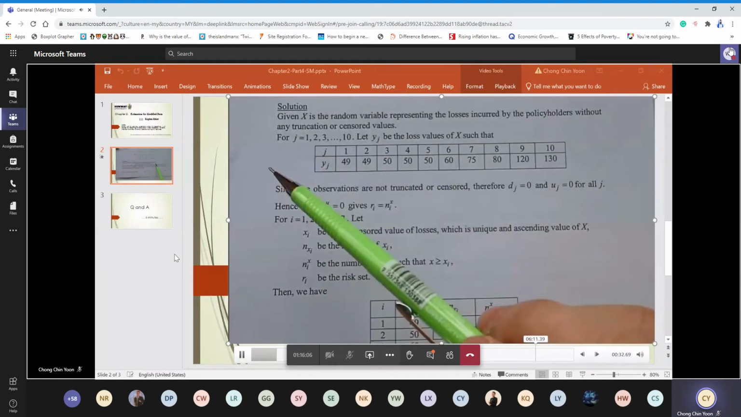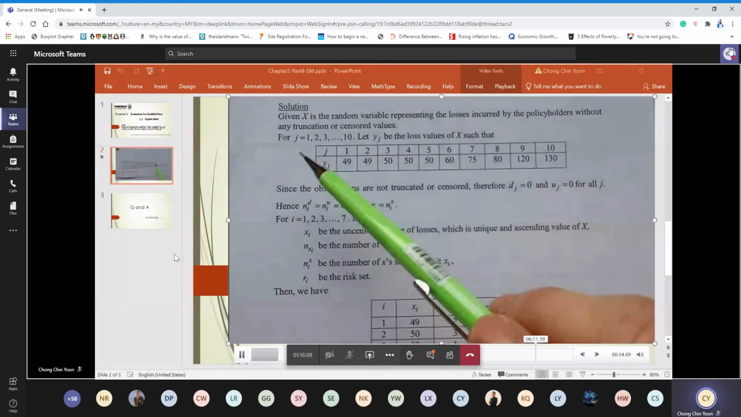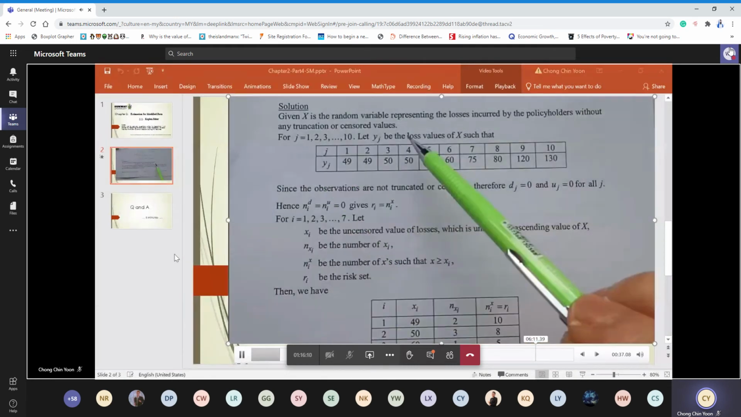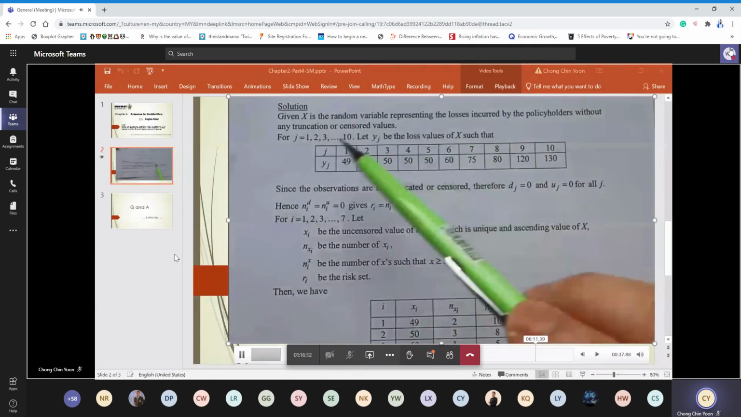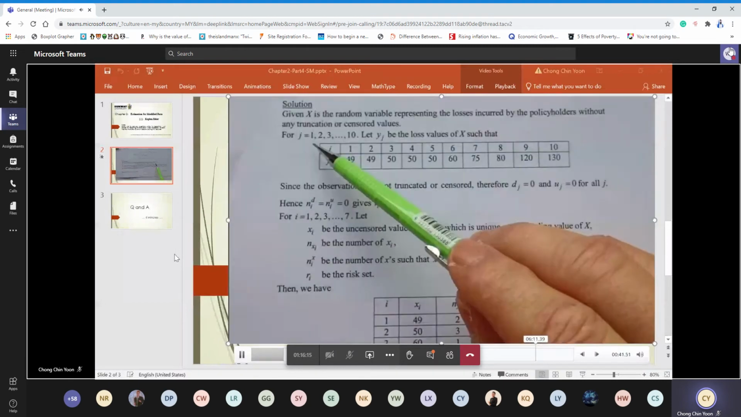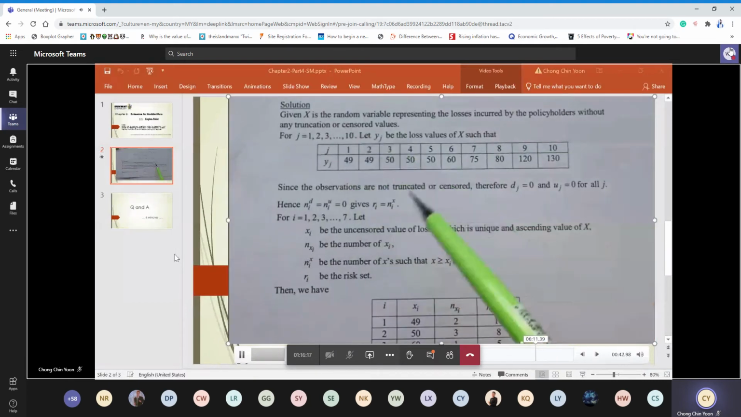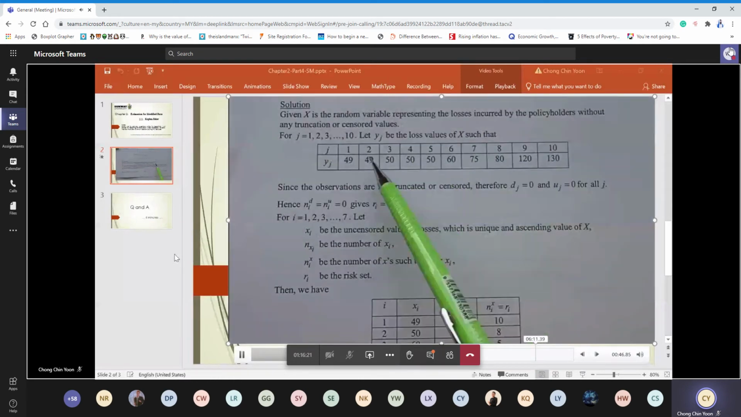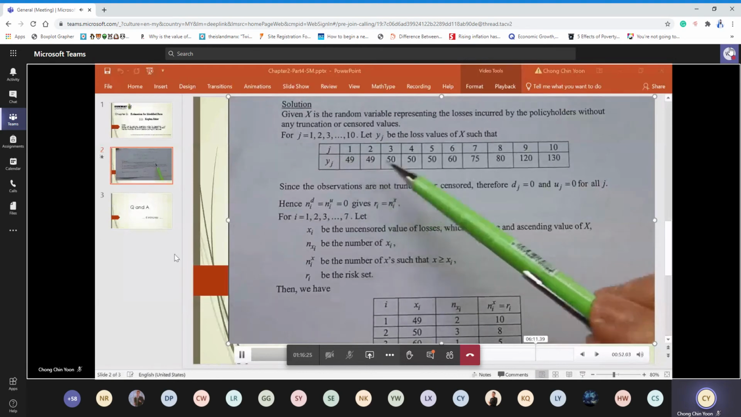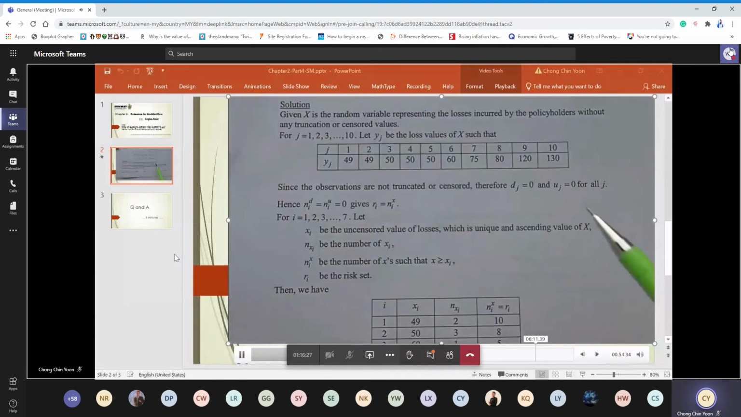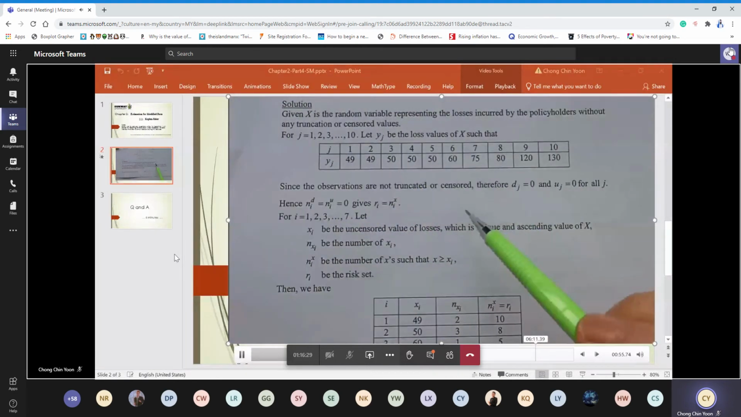So this is the solution for example 2. Given X is a random variable representing this loss data. For j equals 1, 2 to 10 here, so that means we have 10 data. So let Yj denote the loss values. You can see that some of the Y values are repeated, such as 49, 50. Since this question has no truncated and censored values, therefore Dj and Uj equal 0 for all j.